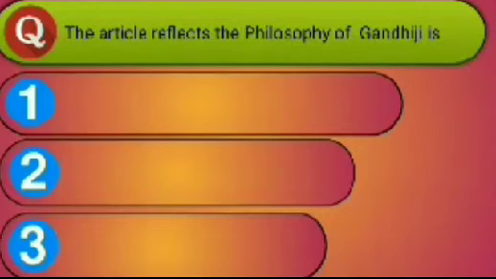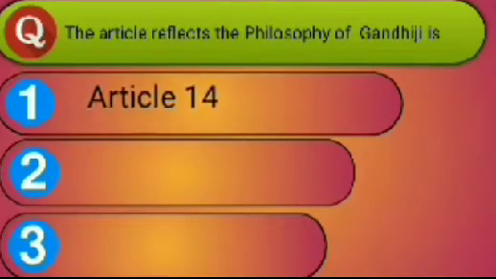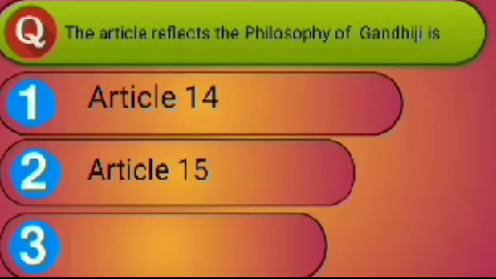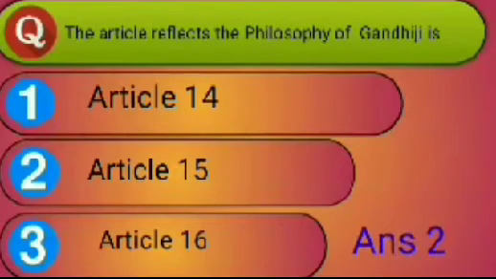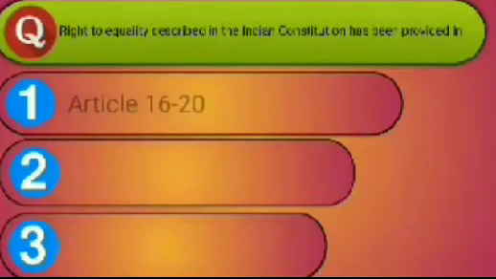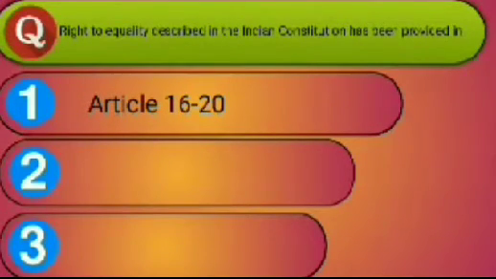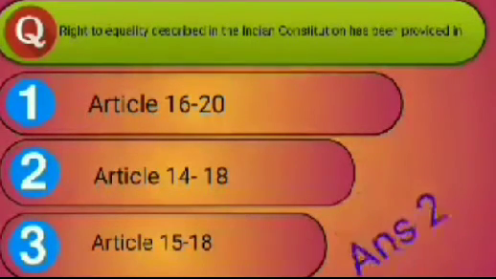The article that reflects the philosophy of Gandhiji is Article 14, Fifteen, Sixteen. Answer: Article 2. Right to equality described in the Constitution has been provided in Article 16 to 20, Article 14 to 18, Article 15 to 18. Answer: Article 14 to 18.